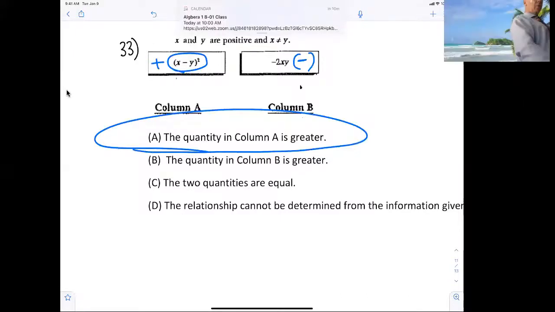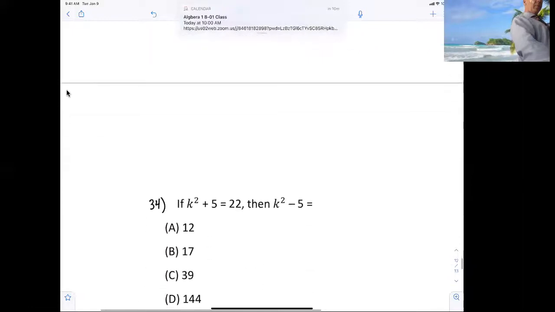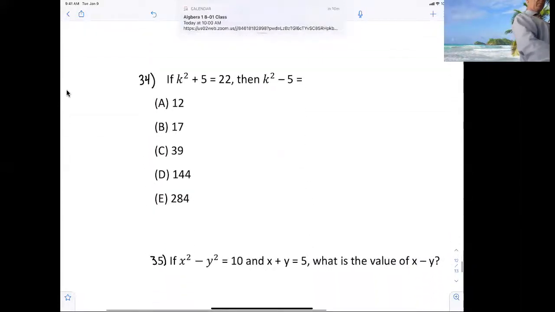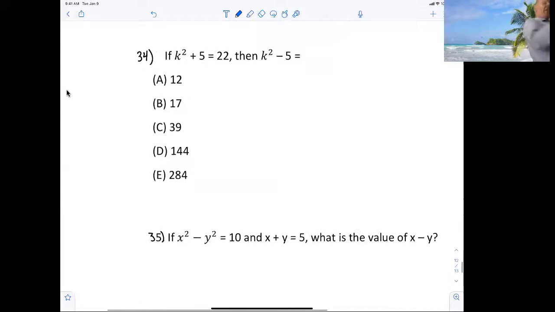All right, let's go. 34. Come on, everyone in here can do that. Everyone. You already got the answer? What is it? That's a nice way of thinking about it, actually.